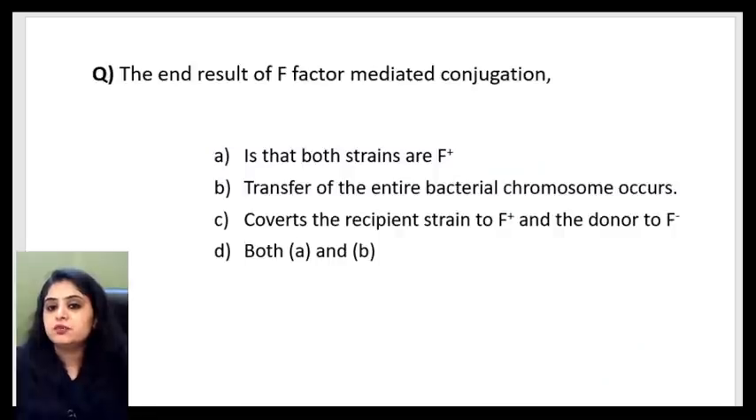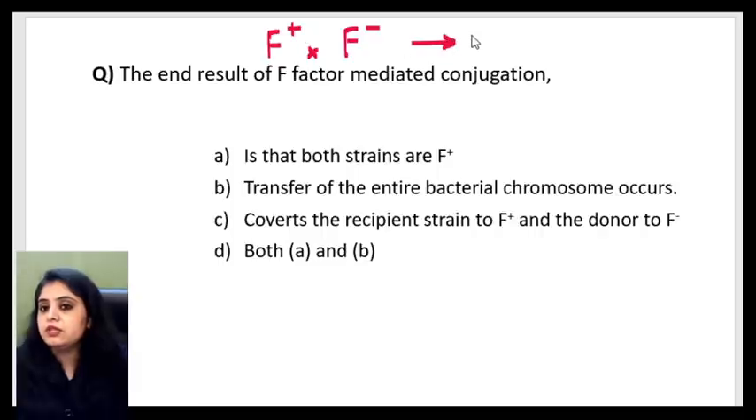Let's move on to the next question. What is the end result of F factor mediated conjugation? F factor means the cell is F plus and the other one by default must be F negative. When F plus and F negative conjugate, do you agree both of them end up becoming F plus? So can I say both the strains become F plus? Correct. But I still want to read everything else.